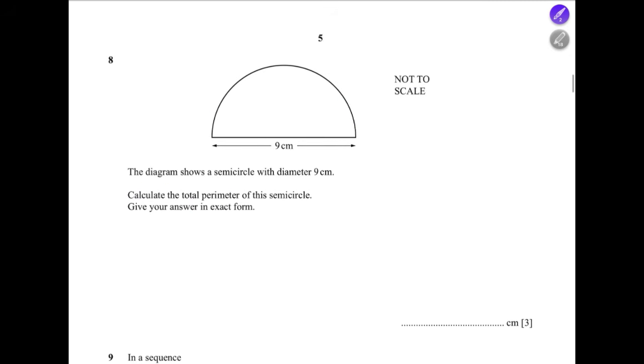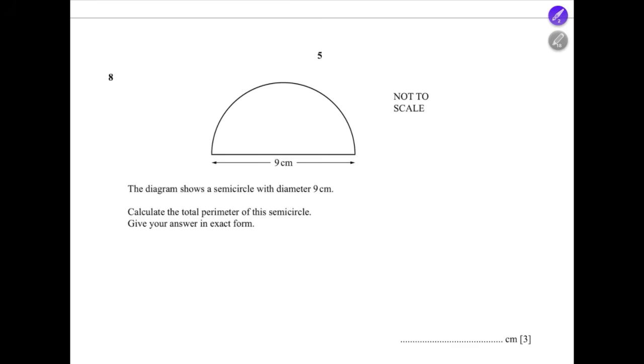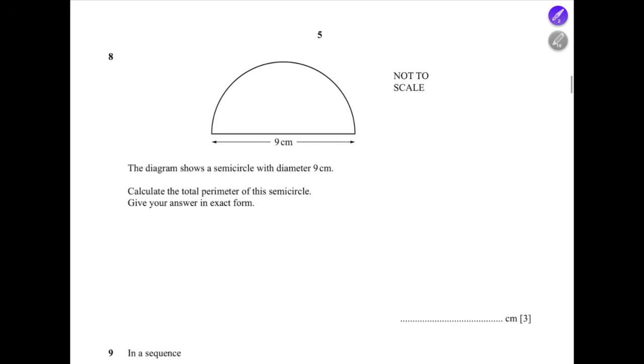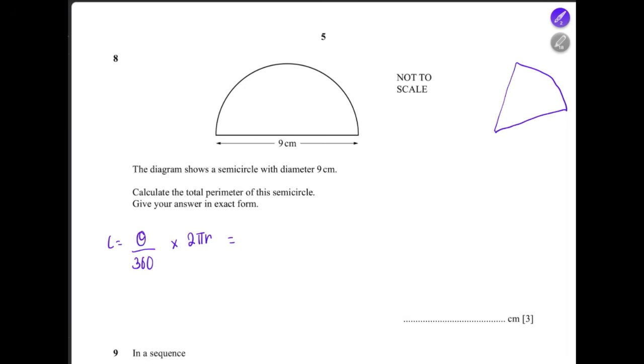Moving on, you have a semicircle. The diagram shows a semicircle with diameter 9 cm. Calculate the total perimeter of the semicircle. Give your answer in the exact form. This curved length is basically called the arc length, and the formula for arc length is L equals theta by 360 multiplied by 2 pi r. So what is our theta? Theta is basically this angle. If this was a sector, this would be theta.